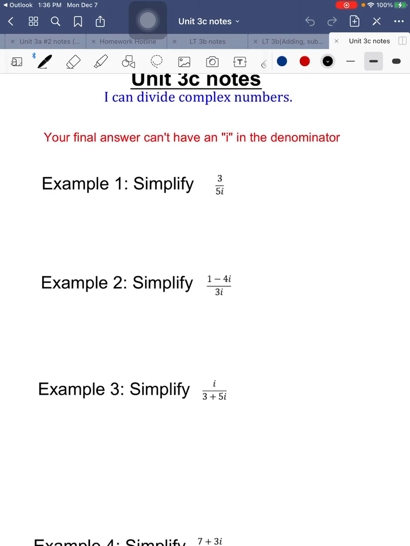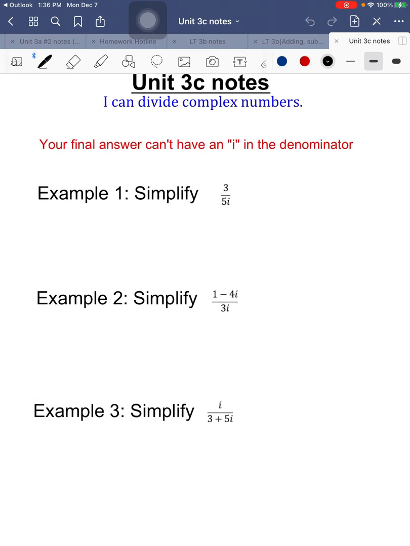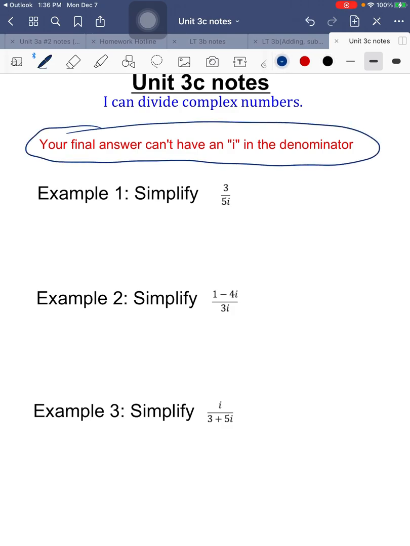So these are the 3C notes. I just put up a reminder here. This is the main reason why we have dividing complex numbers. The learning target is that your final answer cannot have an i in the denominator. And I'll fill you in on why after we do example 1.